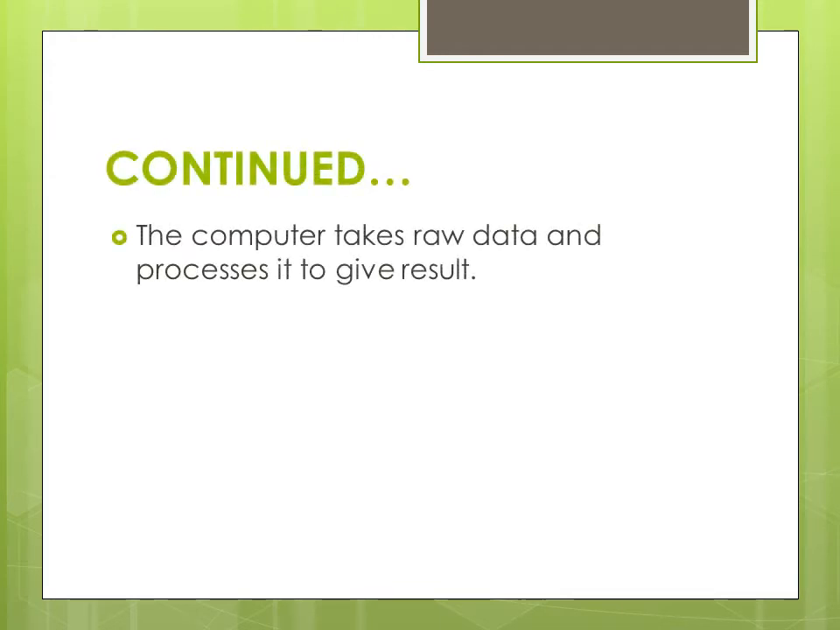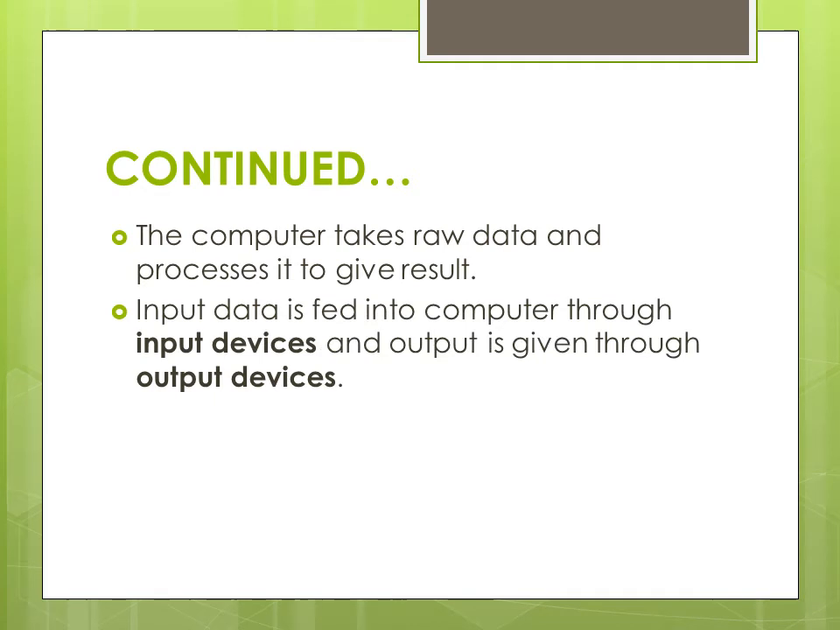Continuing with this, the computer takes raw data and processes it to give results. Raw means that you have a lot of data to process, and after processing it will show you the output. Input data is fed into the computer through input devices. I have already described this with the help of the keyboard and the mic. I am talking with the help of a mic, and voice recognition software helps the computer to manipulate my voice and transfer it to you all. And output is given through output devices.